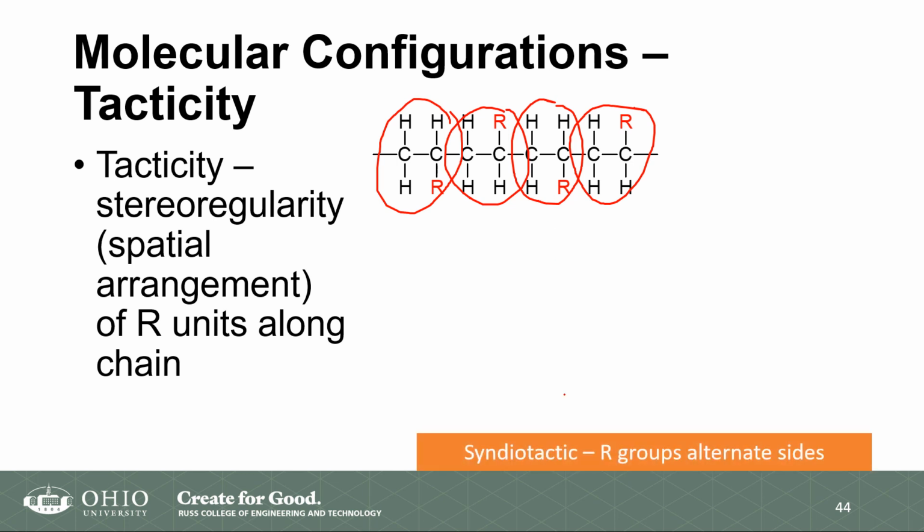And so if we look at this in 3 dimensions, oh, I'm sorry, before I go on, the name for this one, where the R groups alternate on either side of the carbon-carbon backbone, is called a syndiotactic isomer, okay, where your R groups alternate sides.